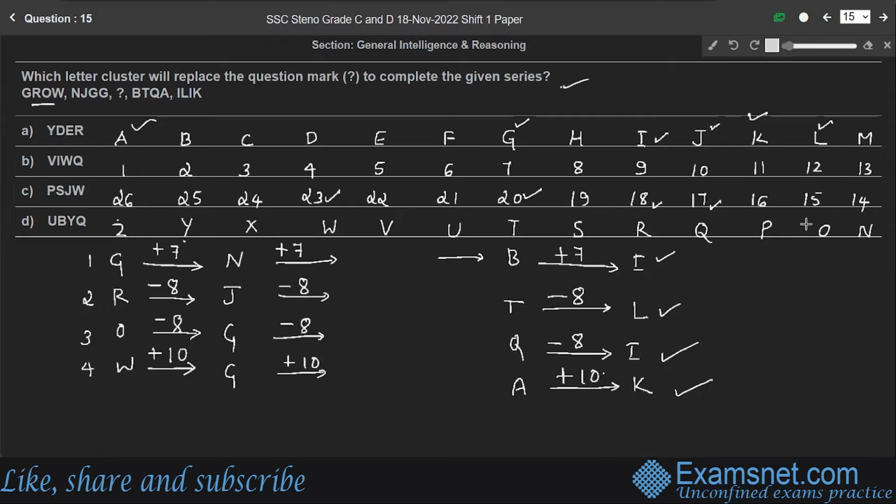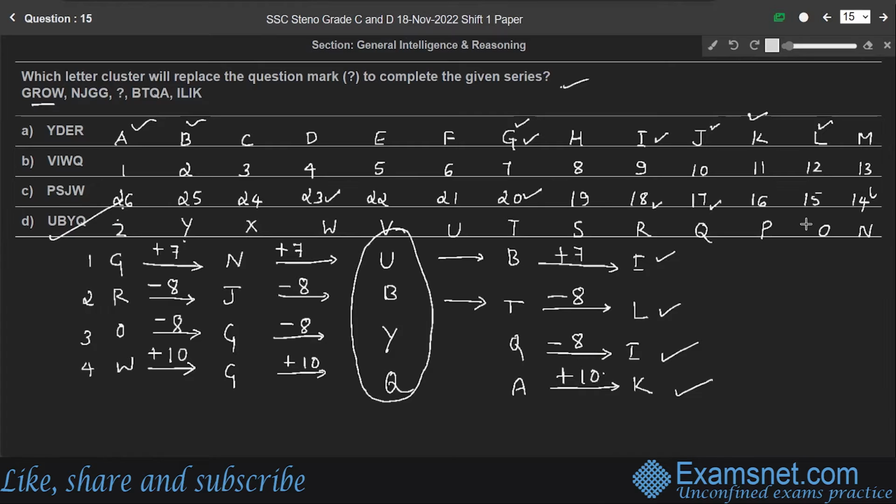So N plus 7. N is 14 plus 7 is 21, which is U. Next, J minus 8. J is 10 minus 8 is 2, which is B. G minus 8. G is 7, so minus 8, counting 1, 2, 3, 4, 5, 6, 7, 8, yes, G minus 8 is Y. Right? Next, G plus 10. G is 7 plus 10 is 17, which is Q. So UBYQ is the third cluster. So, option D is the right answer.